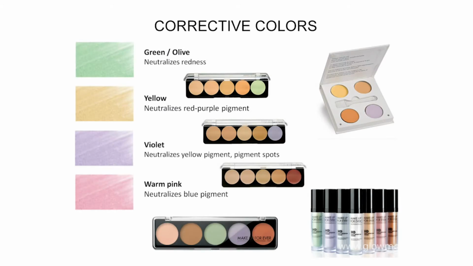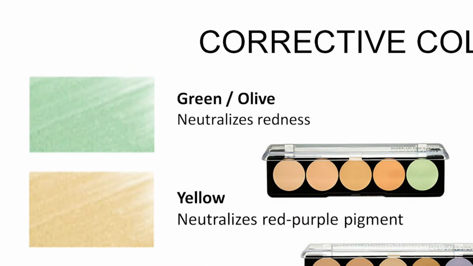First, you need to determine the pigment of the area that you want to neutralize, and then think of the opposite color on the color wheel, and this will be the color that will neutralize this problem area. There are 4 main shades of discoloration of the skin, and therefore there are 4 main shades of corrective colors. Green is mostly used to neutralize red pigment of the skin, such as spots, inflammations, and so on.